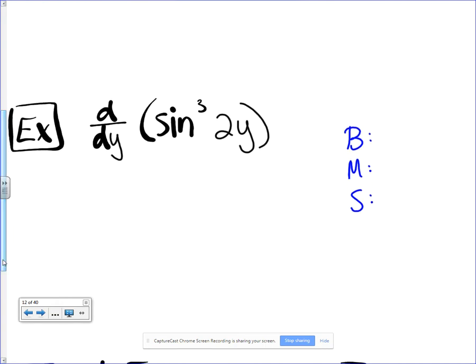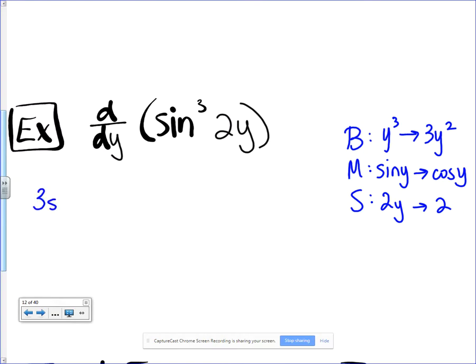Okay, take a look at this one. Big function. Medium function. Whoops, these aren't x's, are they? They're y's. Let's make sure we change these to y's. Medium function. And small function. Okay, so here we go. We have the big derivative with the medium and small functions.